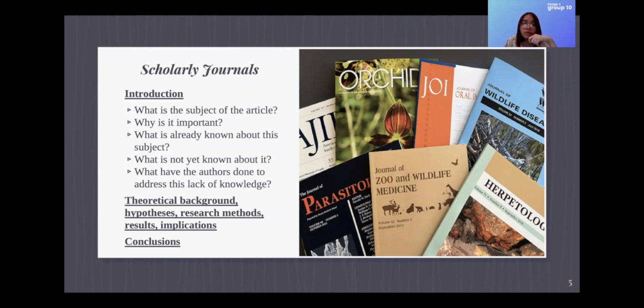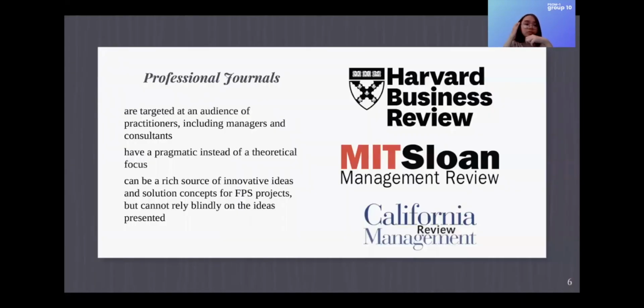Now we move on to the next type, which is professional journals. Some of the most popular professional journals are the Harvard Business Review, the MIT Sloan Management Review, and the California Management Review. These journals are targeted at an audience of practitioners, including managers and consultants. They can be a rich source of innovative ideas and solution concepts for FPS projects, but we cannot rely blindly on them because of the limited evidence given for their effectiveness.